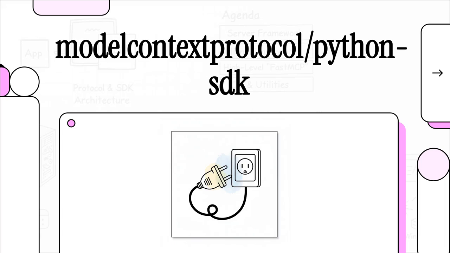All right, let's dive into a technical breakdown of the Model Context Protocol Python SDK repository. So, what's its core purpose? Well, in a nutshell, it provides a standardized, protocol-driven way for applications to expose their capabilities, things like tools and resources, to large language models.